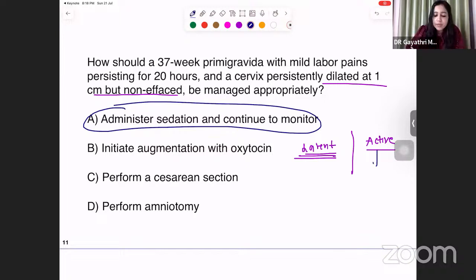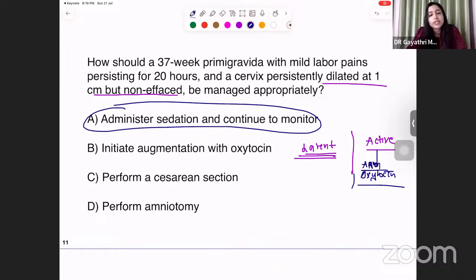In active phase, once the patient is in active phase and you see that the rate of progress is less, usually the minimum rate of progress is taken as 1 centimeter per hour, then you can give oxytocin. The other option is artificial rupture of membrane. I have discussed in detail when to do ARM first and when to give oxytocin first. Just briefing about that as well.